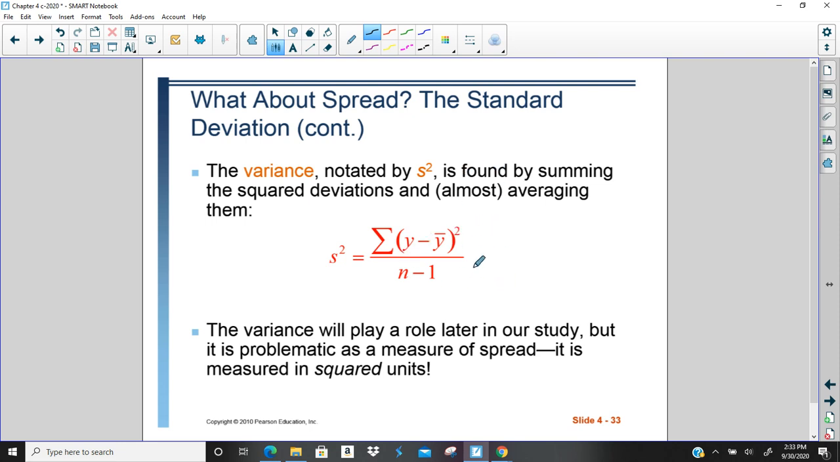You don't need to ever use this formula. You need to understand it, but you will not, in our class, in AP Stats, ever have to manually find the standard deviation.